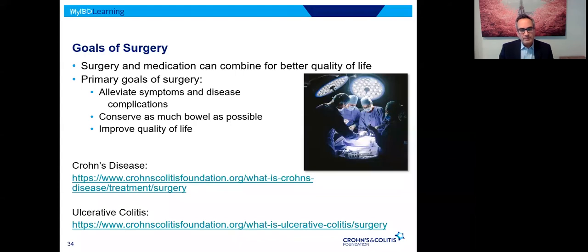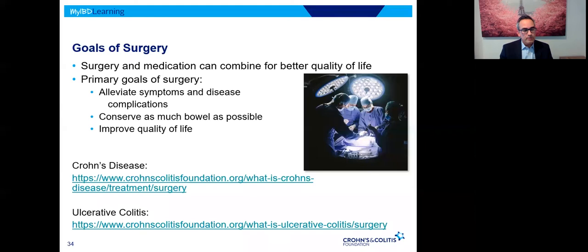It's very easy to focus on the medical therapies, but surgery is also oftentimes used as a way to treat inflammatory bowel disease. The decision to have surgery to help manage a patient's inflammatory bowel disease should be, when possible, well thought out in order for the patient and the family to understand all the surgical options. And the goal of surgery is to provide a better quality of life, to alleviate symptoms and disease complications, preserve as much of the bowel as possible, and to improve quality of life.